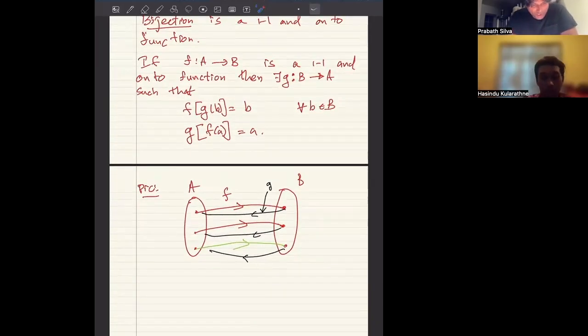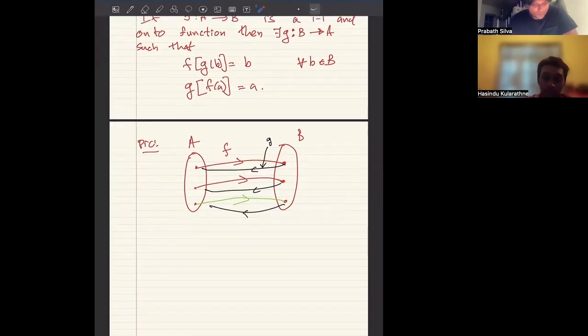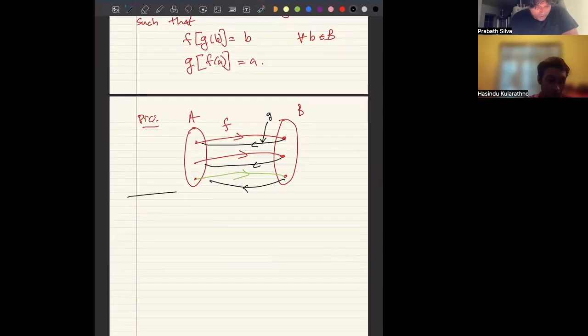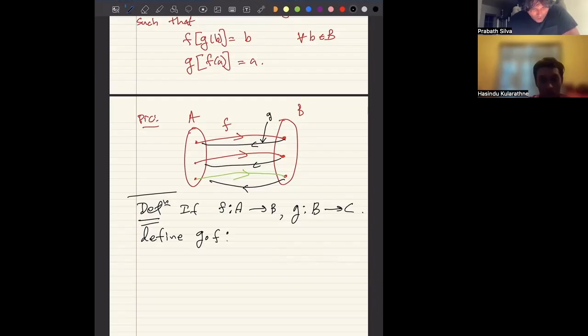This looks interesting, and like we have seen the inverse element of a group, this one is actually kind of similar. So let's get to that. Definition: if f is a function from a set A to B, and g is a function from set B to C, then you define g composed f. This one is a function going from A to C.